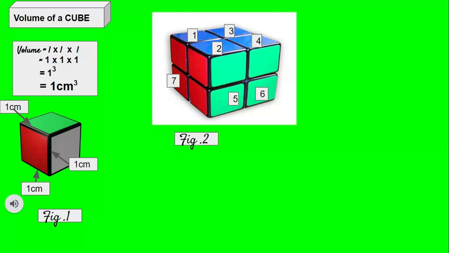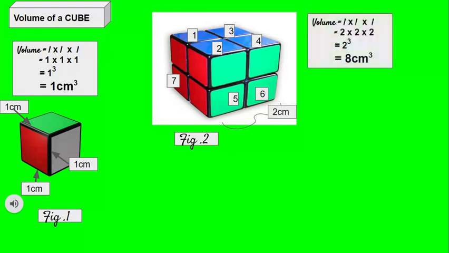So when you have these 8 cubes together, it forms a bigger cube. Why? Because now the length of each side is not 1 centimeter. Instead, it is 1 plus 1, that is 2 centimeter. So the length of each side of this cube is 2 centimeter. So what would be the volume of this cube? The volume would be 2 into 2 into 2, that is 2 cube, which is equal to 8 centimeter cube.